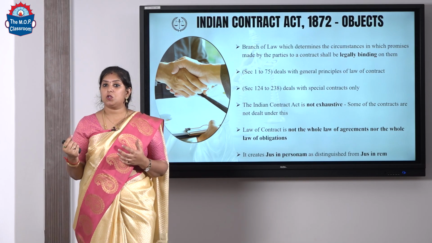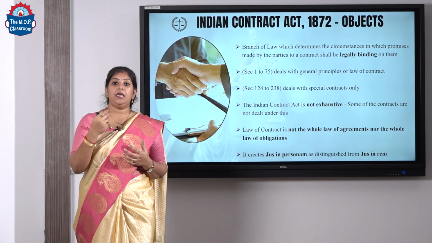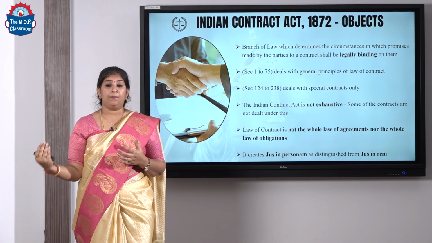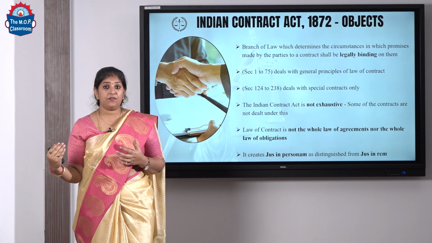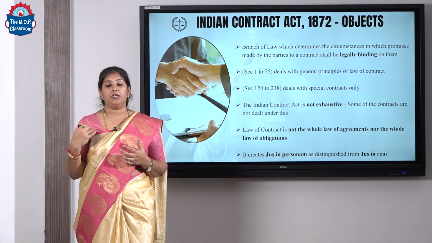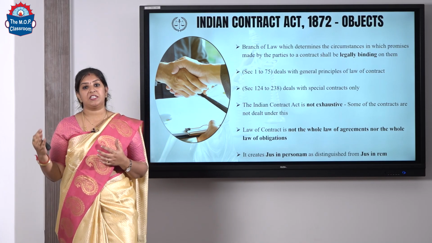Whereas jus in personam means a right against a specific person. For example, A is a person who is promising to give 30,000 to B. But if A fails to give the money, B can take action against A and claim it. So that is basically called jus in personam. So, a right against a specific person.